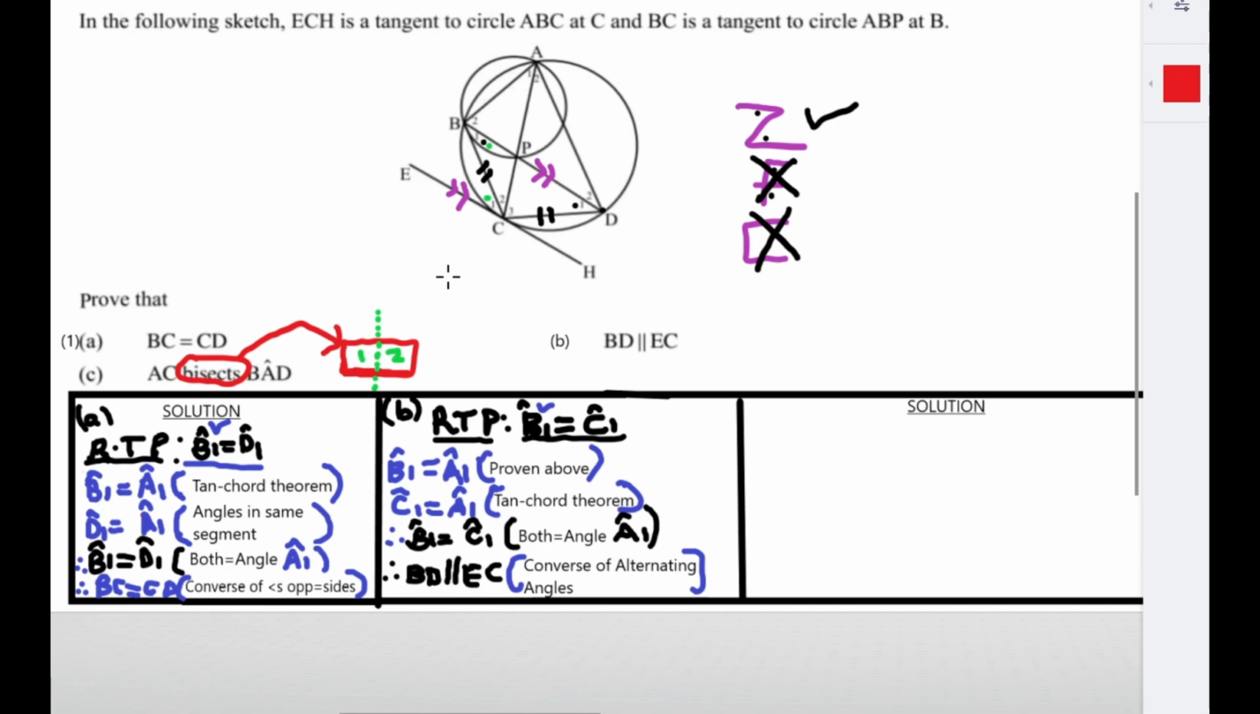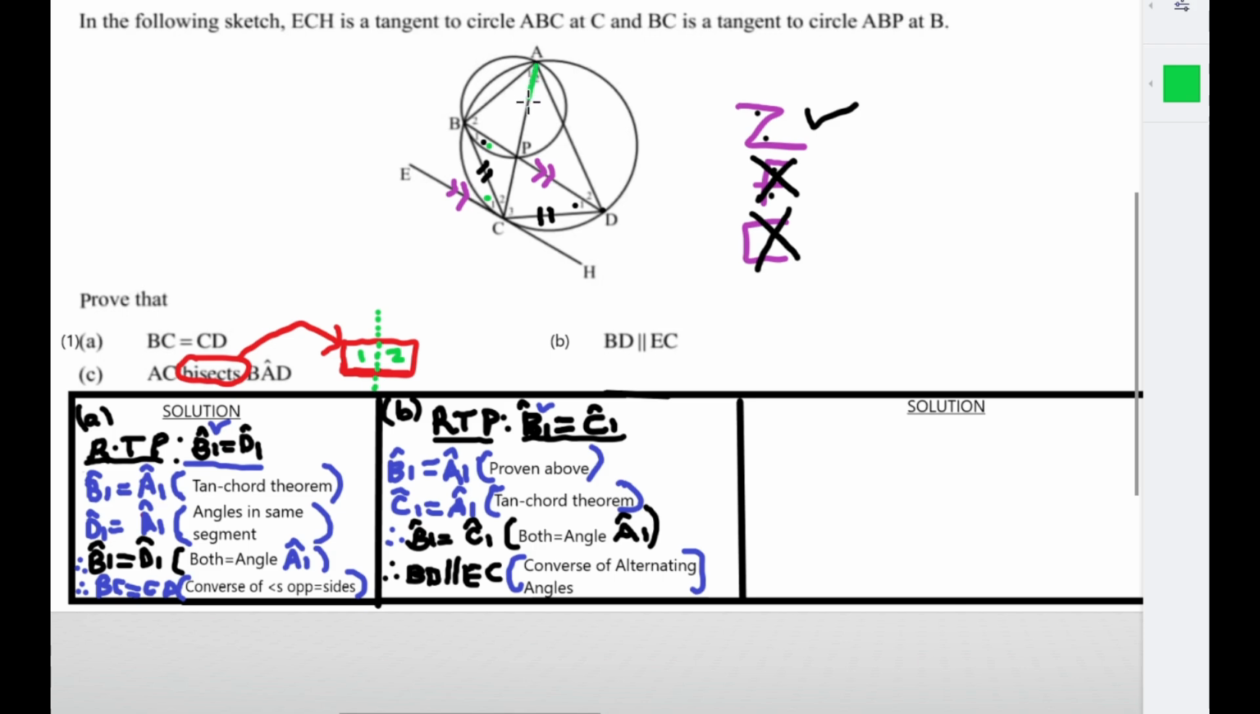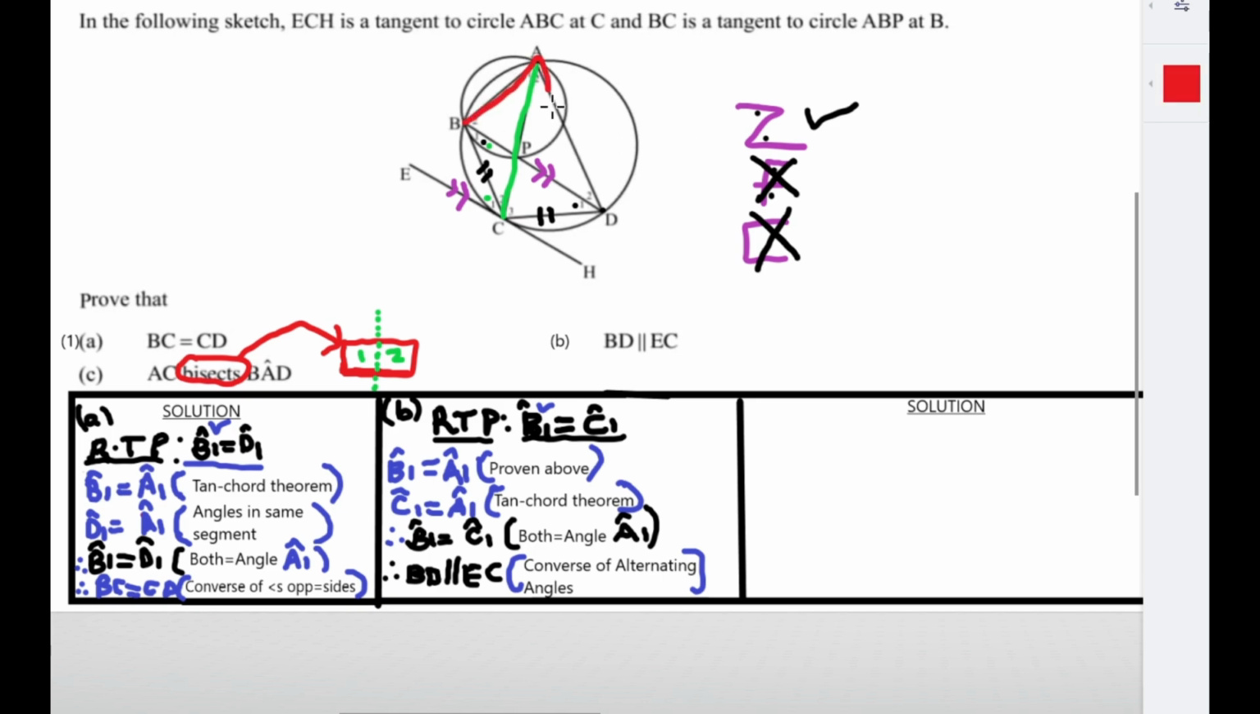Now let's go to the question itself. They are talking about line AC. Prove that AC bisects BAD. Where is line AC? Let us track this line here. This is line AC. That's my line AC. They want us to prove if it bisects BAD. Meaning, they want to see if A1, this angle here, is equal to angle A2 there.